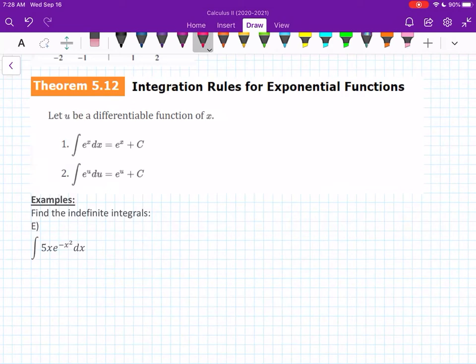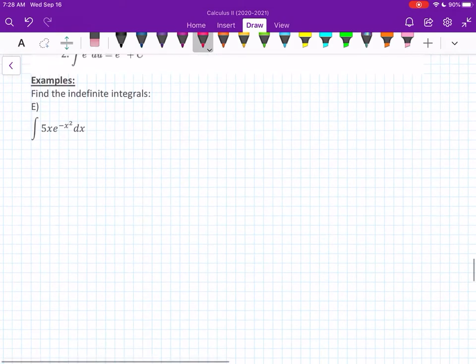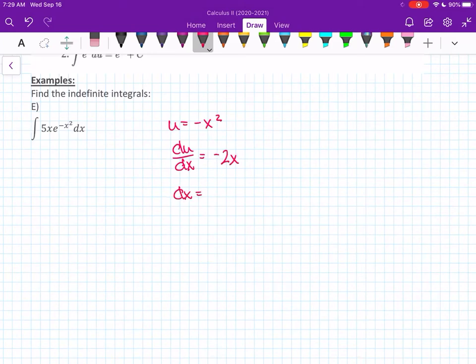So a lot of these you're going to use u substitution if you have multiple functions of x going on. So typically you're going to use the function with the higher degree as your u so that you can cancel when you find that derivative. So I'm going to let u equal negative x squared. Then du dx is going to equal negative 2x. And if I solve that for dx, I get dx equals 1 over negative 2x du. And I'm going to substitute that back in.